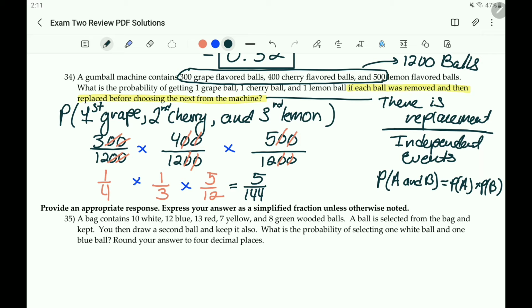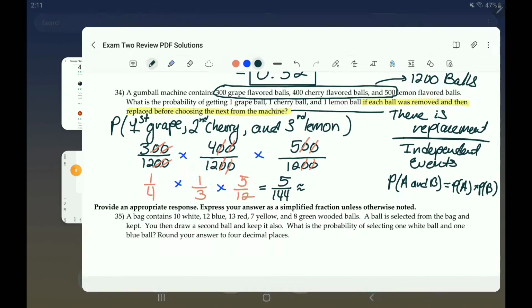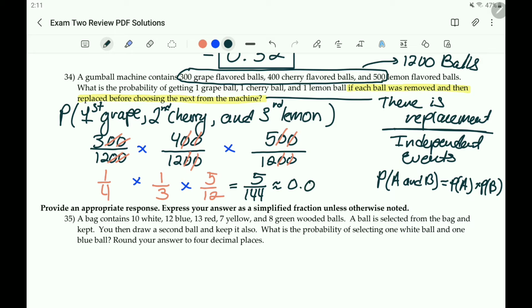And let's divide that and take 4 numbers after the decimal. So let's go to our calculator. And that's going to be 0.0347. Take 4 numbers after the decimal. And that is the answer to this question. I'm sorry, guys, I took so long to get to the point in the beginning. I just want to make sure that you guys can understand why we're doing what we're doing in this situation.